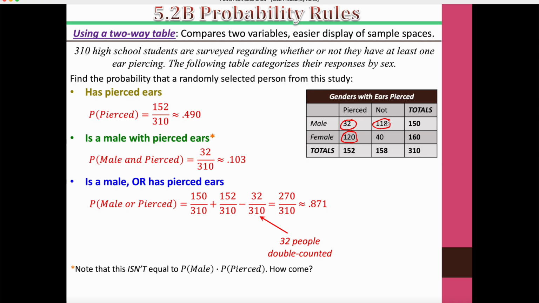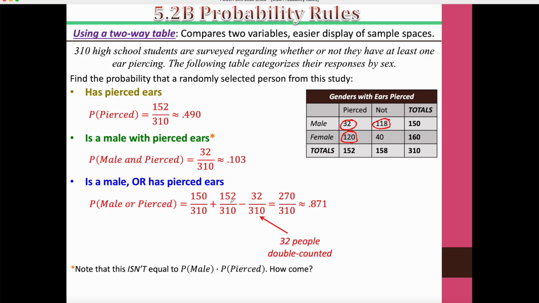I think using the sample space to our advantage and just accounting for what satisfies our events is an easier way to do it, but I know formulas are comfortable for people. They make them happy because they always work. You can always plug stuff in. So what proportion of the people are male? It's 150 out of 310. That's where that comes from.